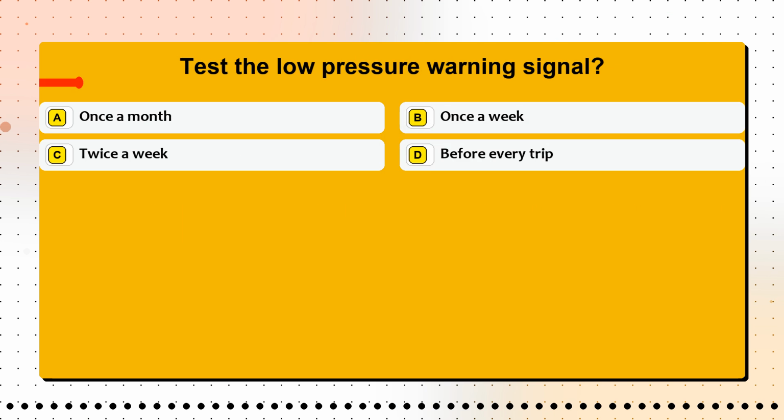Question 85. Test the low pressure warning signal. Here are the options. Option A, once a month. Option B, once a week. Option C, twice a week. Option D, before every trip.